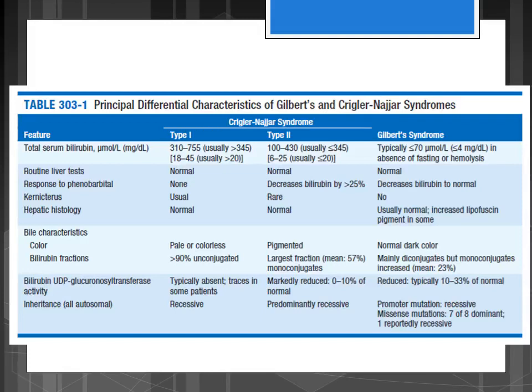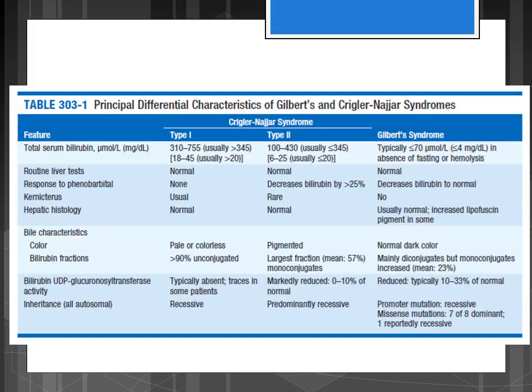Okay, so what else? So that's it for this. So the last cause for the elevated serum level of unconjugated bilirubin in our discussion is the Lucey-Driscoll syndrome.